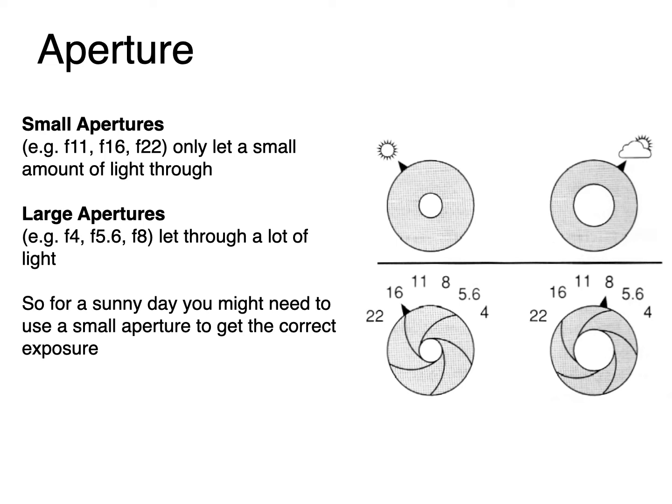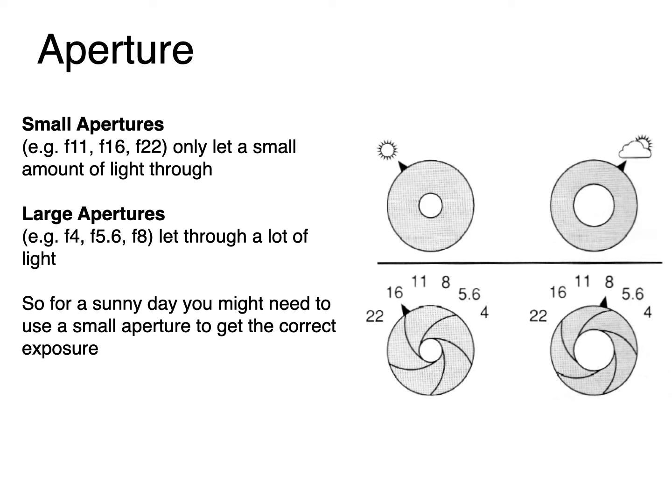For a sunny day you might need to use a smaller aperture to get the correct exposure. If it is a sunny day, you don't need to open up the aperture ring to a larger extent. A small aperture is enough to capture the image and get the correct exposure. So with small and large apertures, what we have to keep in mind is: the larger the number, the smaller the amount of light that falls in.